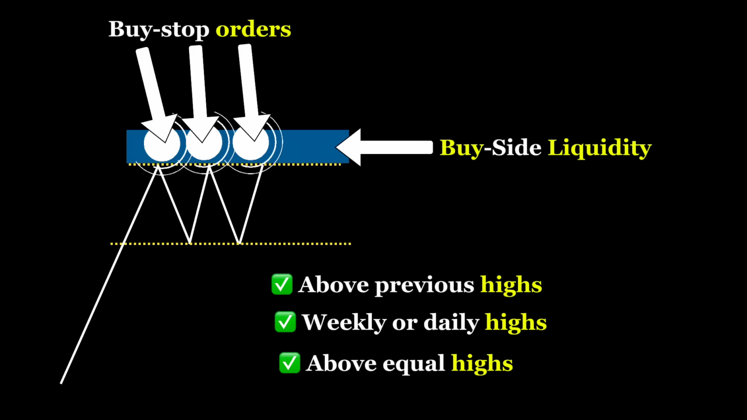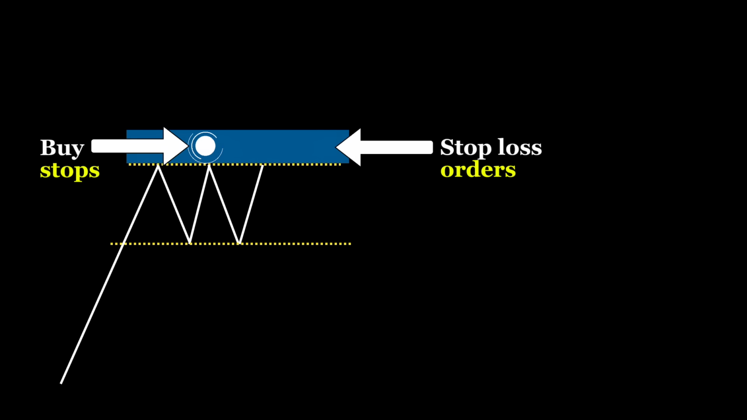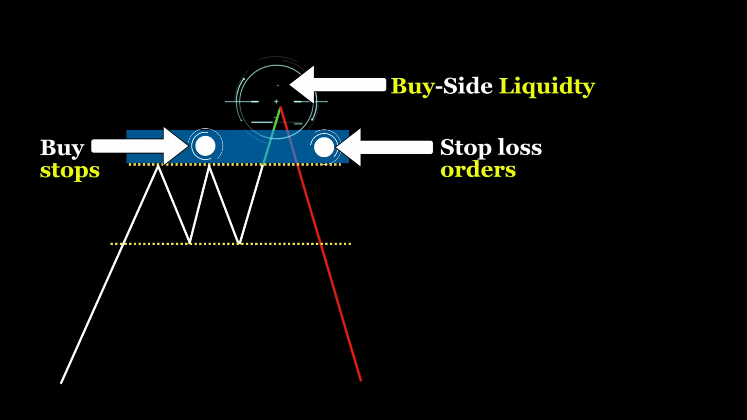Why are they up there? Because traders who are short want to protect their positions. They place stop losses above swing highs. Breakout traders also place buy stops to catch a move higher. Smart money knows this, so they push price just above these highs to trigger those stop losses, fill their own sell positions using that spike in demand and reverse the market. This is what's called a buy-side liquidity grab.